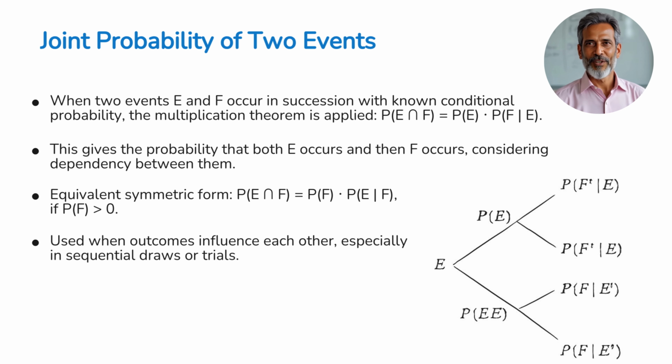Let's say we have two events, E and F, happening in sequence. When the probability of the second event depends on the first, we apply the multiplication theorem. The formula reads, P of E intersection F equals P of E multiplied by P of F given E. In words, the probability that both E and then F happen is the probability that E happens times the probability that F happens assuming E has already occurred.